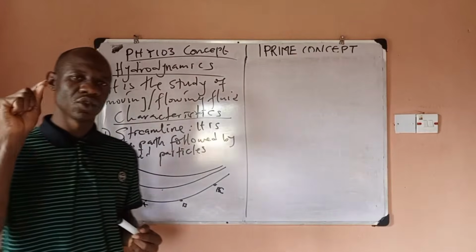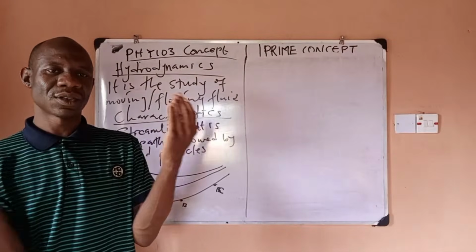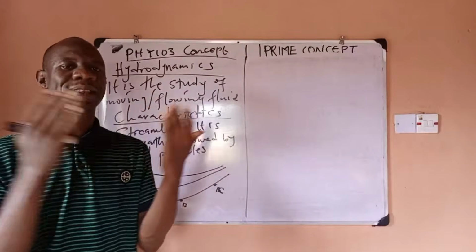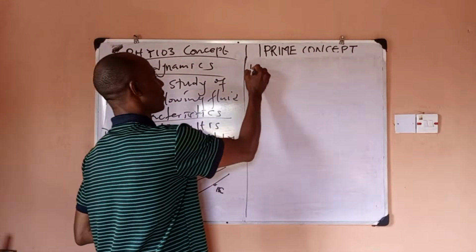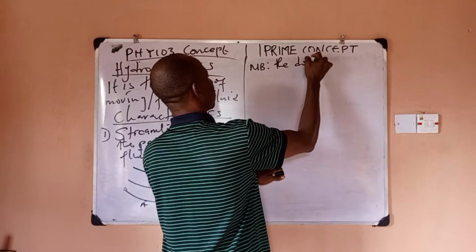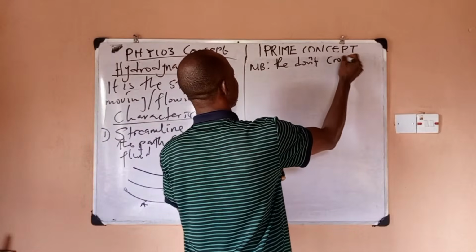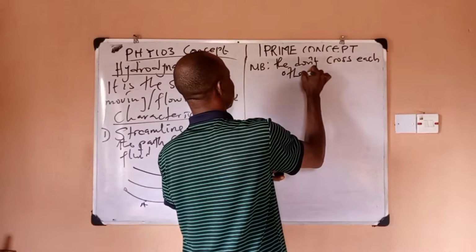One of the things you should know for a streamline is that streamlines don't cross or intersect each other. Streamline, take note of that. Streamlines don't intersect each other. They don't cross each other. So this is very important.